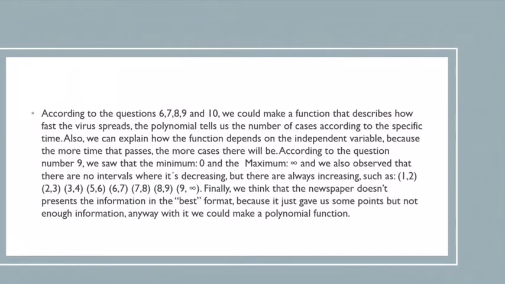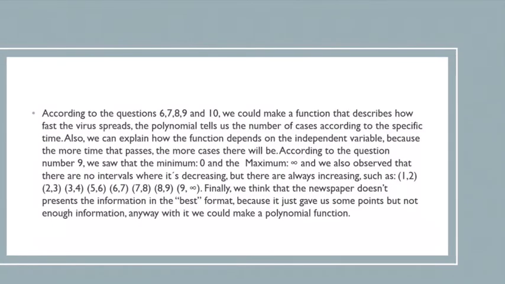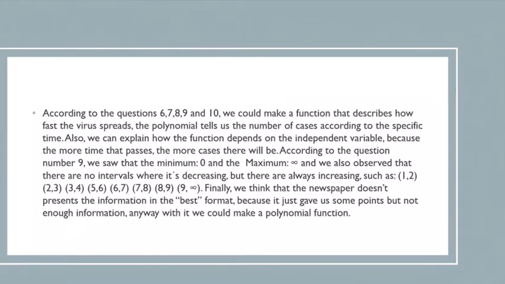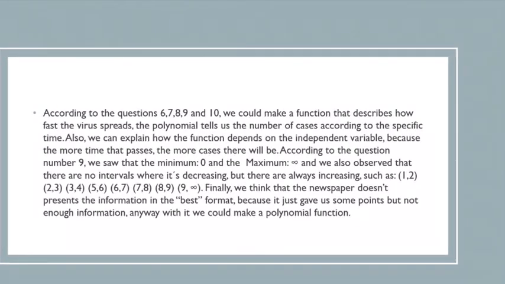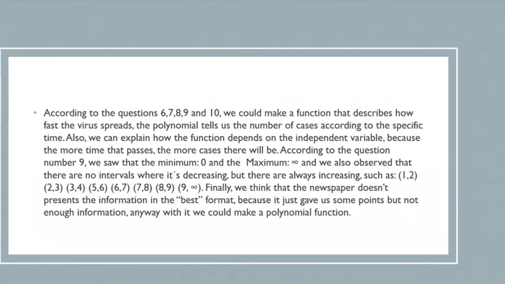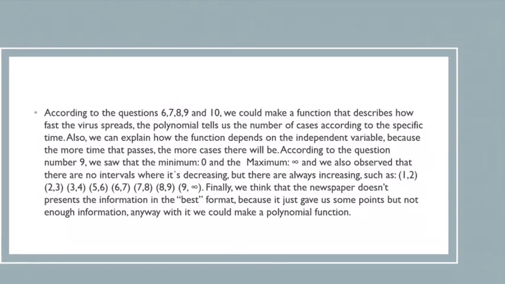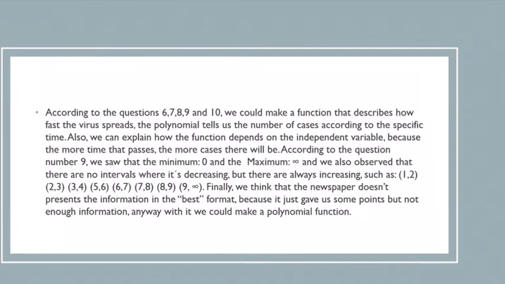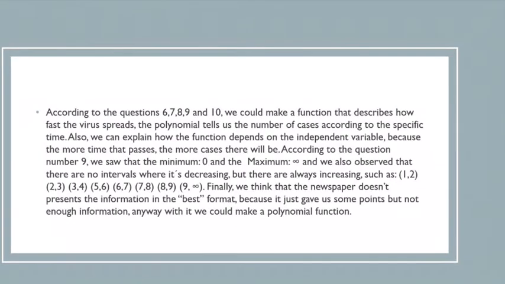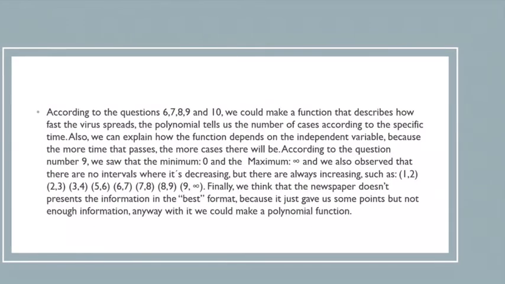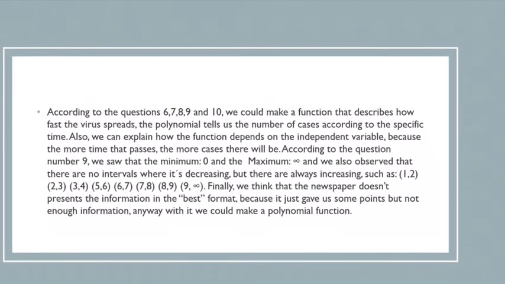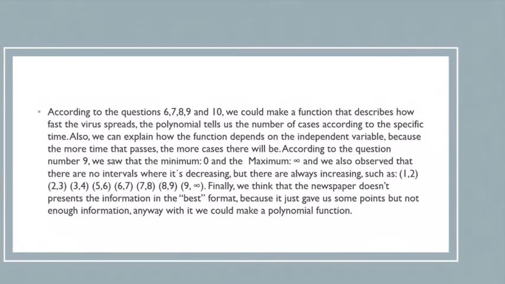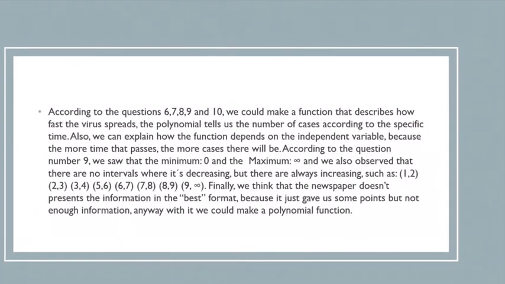Well, as a conclusion, according to questions 6, 7, 8, 9, and 10, we could make a function that describes how fast the virus spreads. The polynomial tells us the number of cases according to the specific time. Also, we can explain how the function depends on the independent variable, because the more time that passes, the more cases there will be.